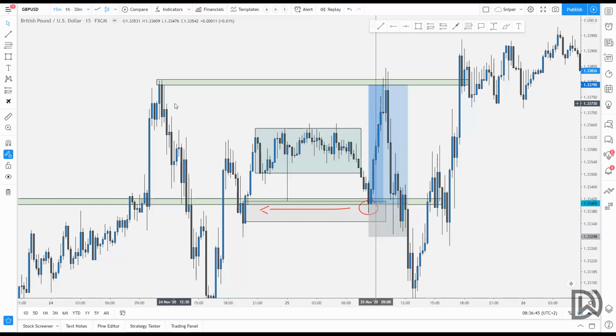So that's it for this video. Hope you found it insightful and that you will go to your charts and test it out, combine the wick zones with order blocks, and then see what happens.